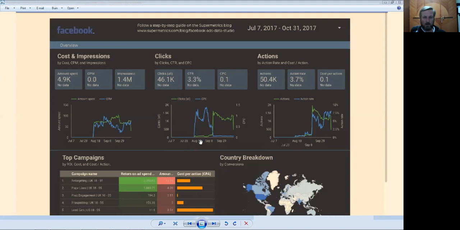Well, actually on the 18th of August, it starts to rise. Then you will see something here. Let's look at this first graph. Amount spent, cost per thousand, amount spent. So that is your average cost over 1,000 people, but the amount spent is the green line.